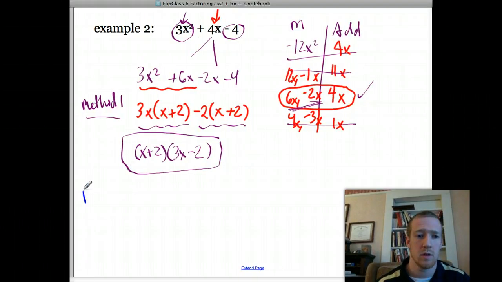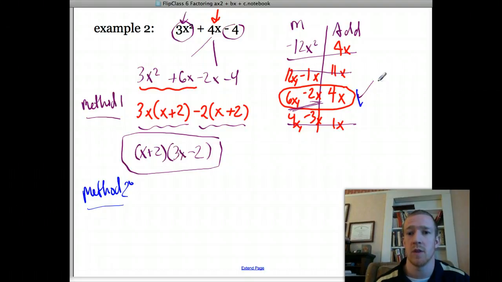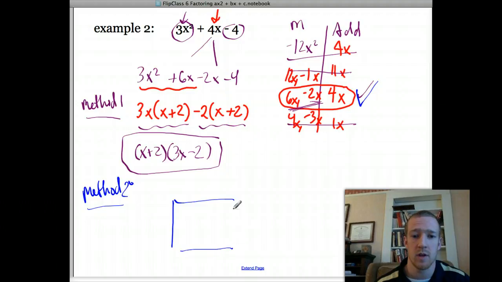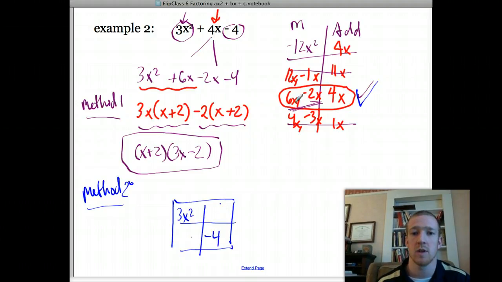is going to be once we get from this spot. Alright, so once we've done this, then we do method 2. So what I do is I rewrite my grid. I'm going to use this multiplying grid, but I'm going to use it backwards. So the 3x squared goes here, the negative 4 goes here, and now these two boxes are going to have a negative 2x and a 6x. Doesn't matter which one, I'll just do the 6x here and a negative 2x there.